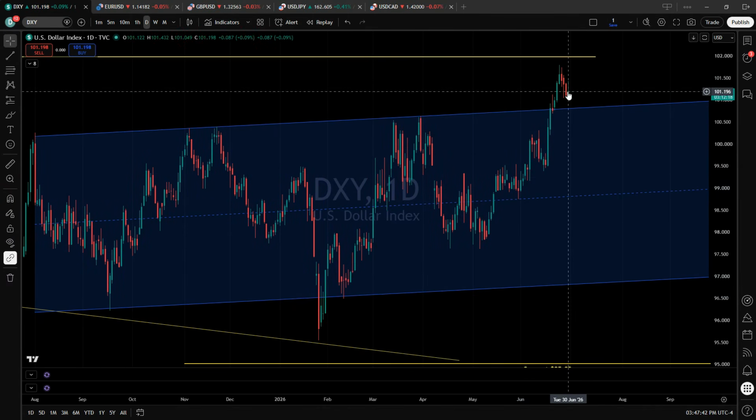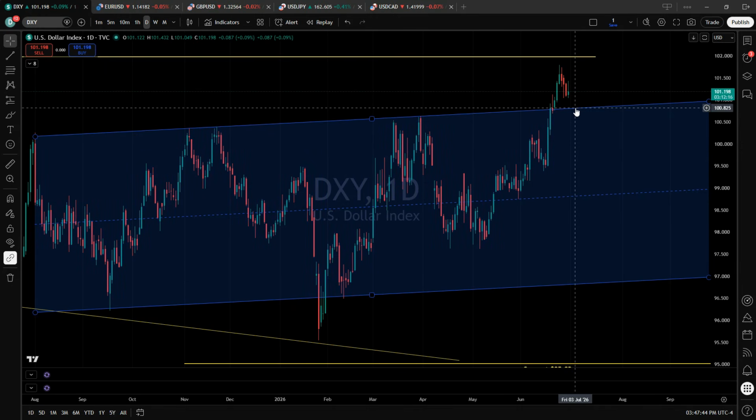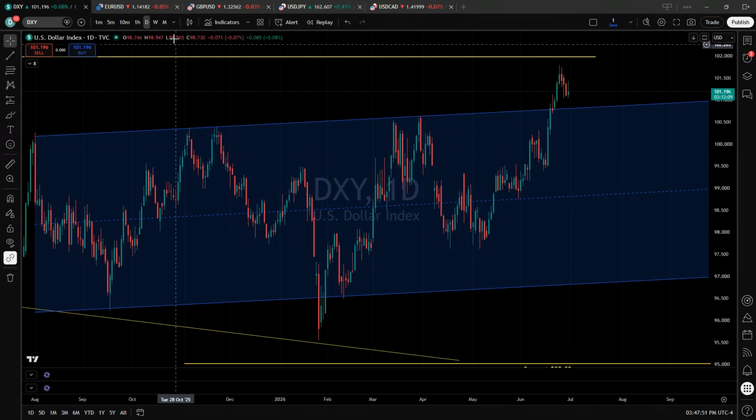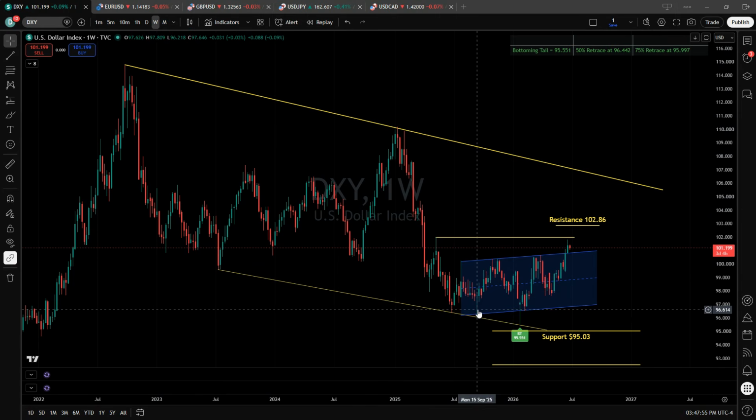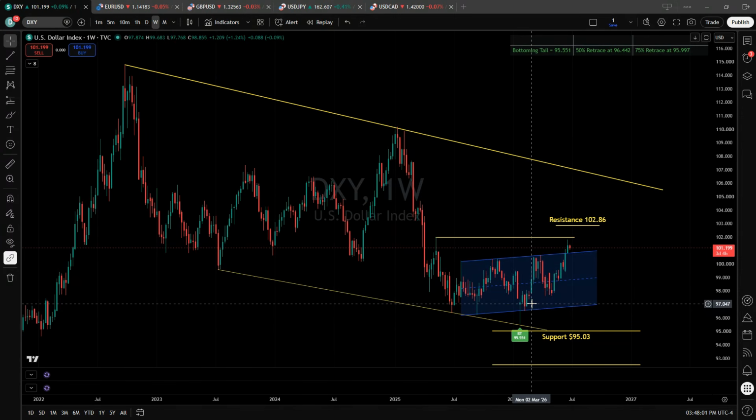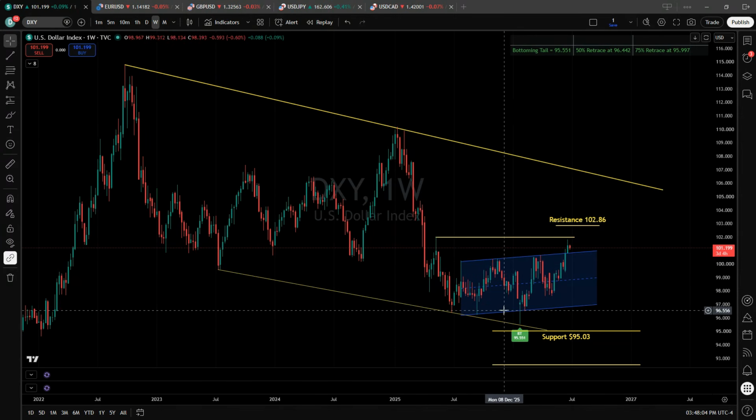Now we look like we're coming back down to test the area in which we broke out from, the top of the parallel channel, right at 100.825. Now, if I back out to the weekly time frame, this all was foreshadowed to us. We had weekly bottoming tails right here on the chart, illustrating that the price of the dollar was likely going to bounce from this region of 97. You can see here, 97 points.